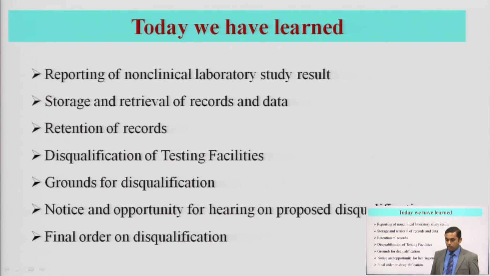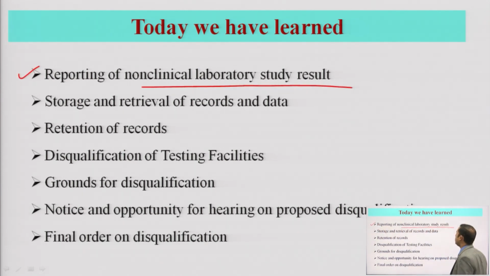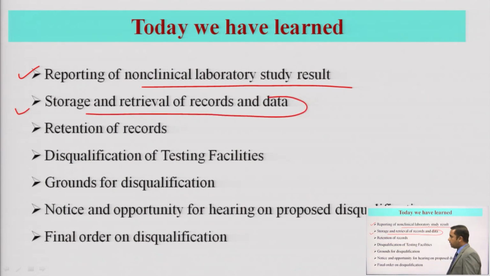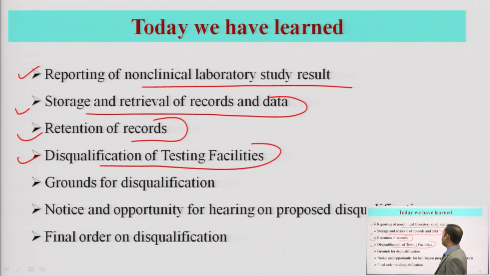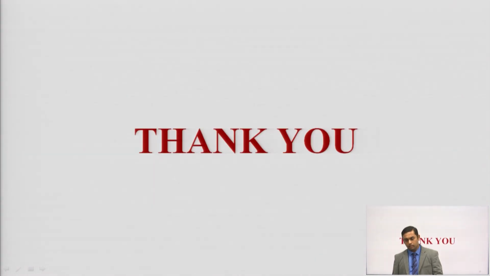So, that is it from my side. Today we have learned the reporting of non-clinical laboratory results, and we have also seen the storage and retrieval of the data. We also learned the retention of the records, the disqualification of the testing facility, the grounds of disqualification, the notice, and ultimately the final order. After getting the final order, everything will be over, and there will be no chance to recall or requalify.